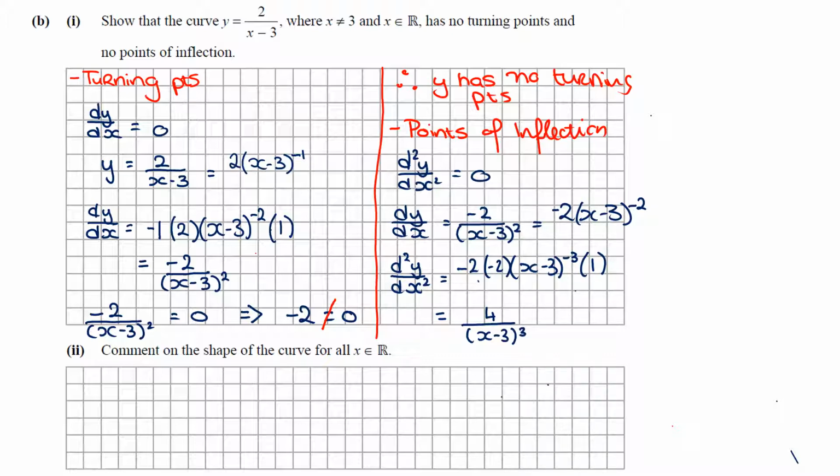Now, I'm going to let that equal 0, so we have 4 over x minus 3 cubed equals 0, but just like before, multiplying both sides by the denominator gives me 4 equals 0, which is not true. So therefore, y has no points of inflection.